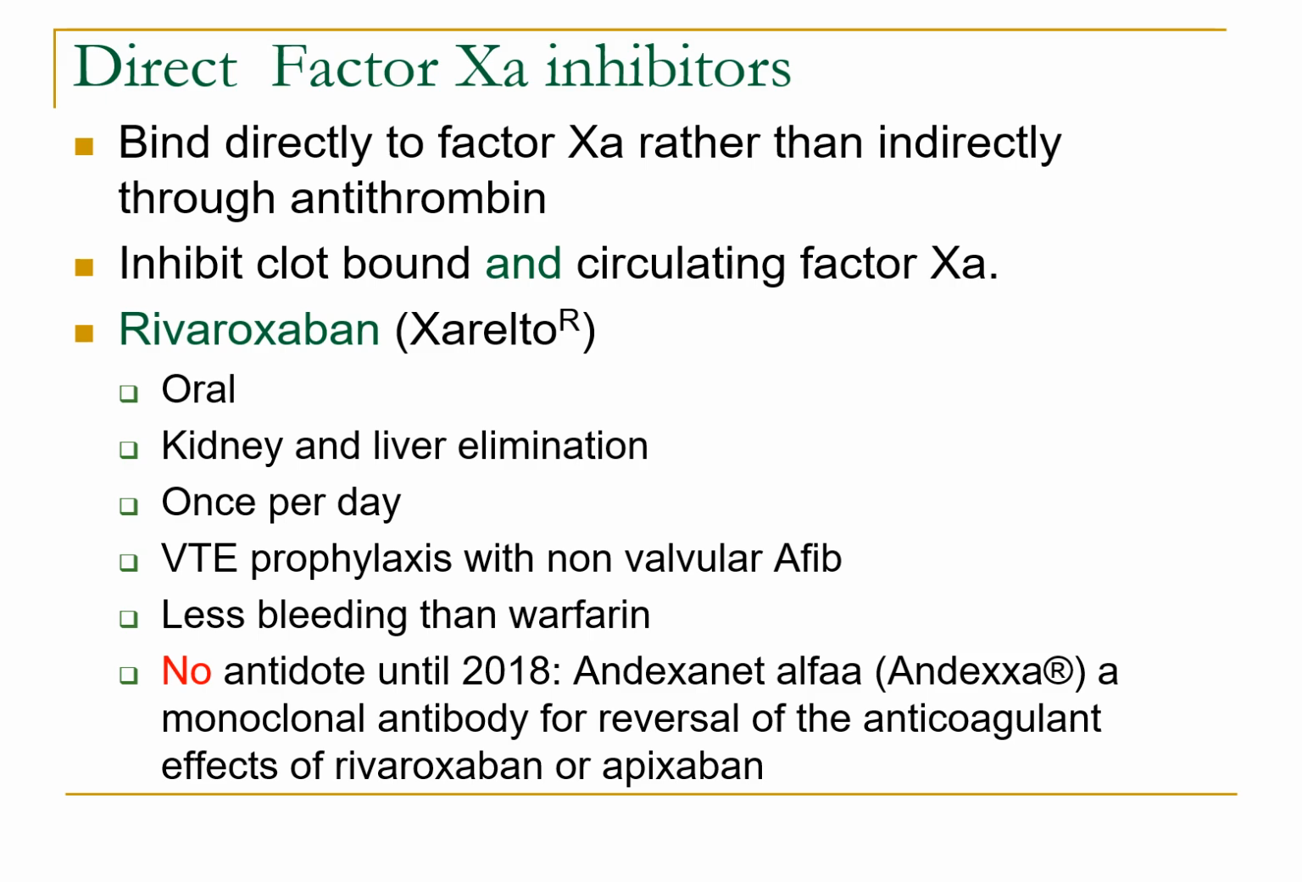The typical drug is rivaroxaban. It is given orally, with both kidney and liver elimination, given once daily. Also, for VTE prophylaxis with non-valvular AFib, less bleeding than warfarin. So warfarin is the very old oral anticoagulant that we used to give. The problem with it is a lot of bleeding. It turns out that rivaroxaban probably causes less bleeding. However, no antidote. But recently we have one, a monoclonal antibody, although again, I'm not sure if we have it in Lebanon.